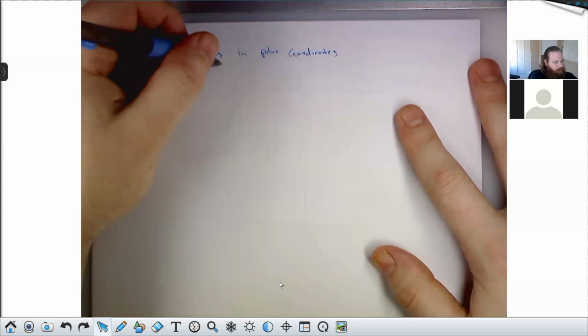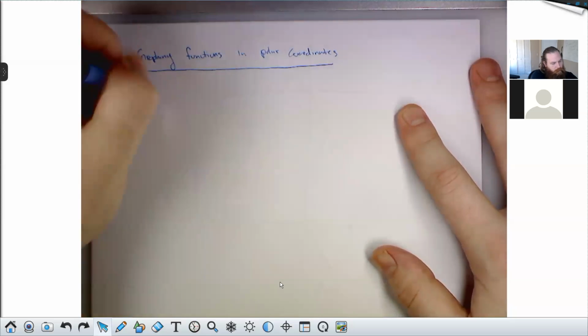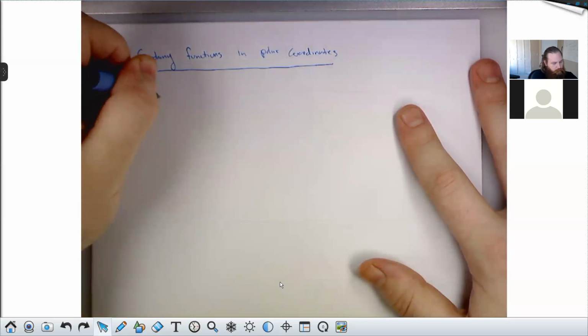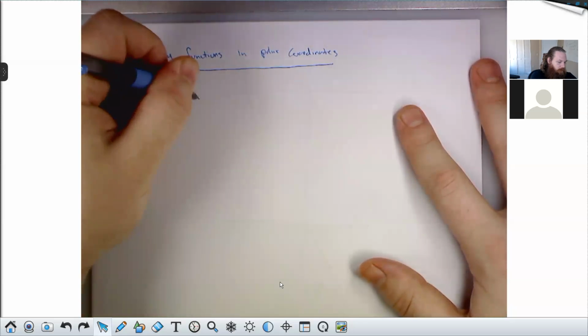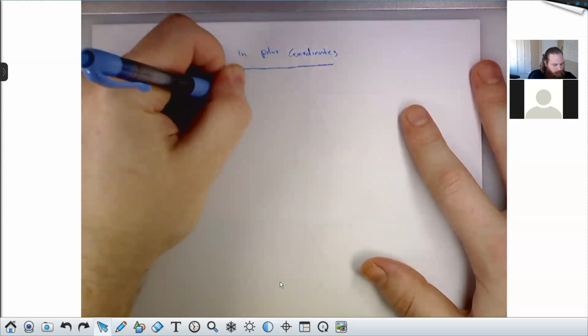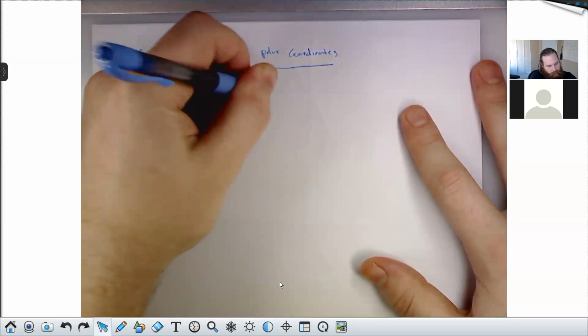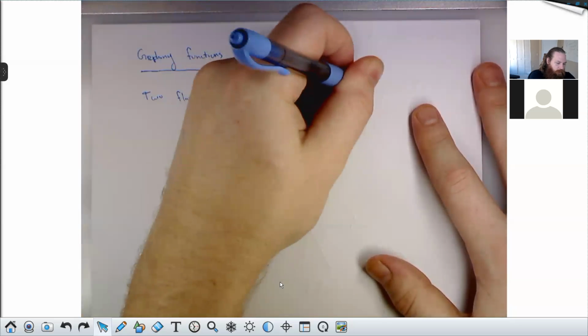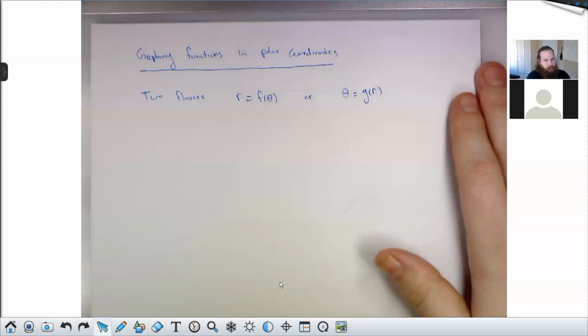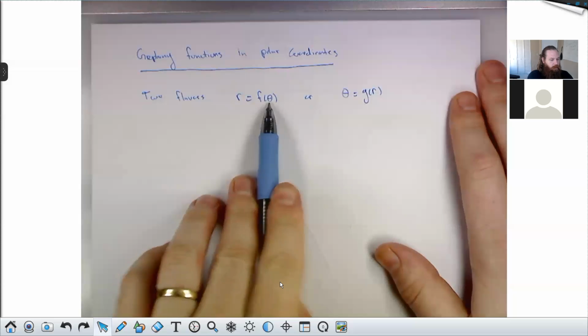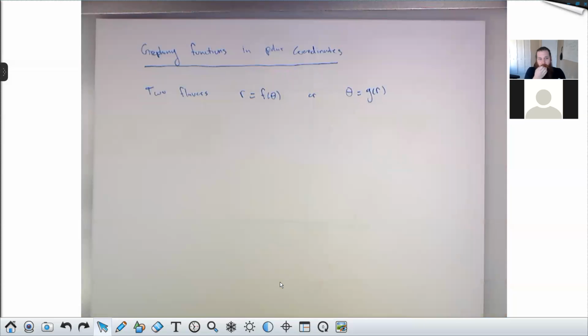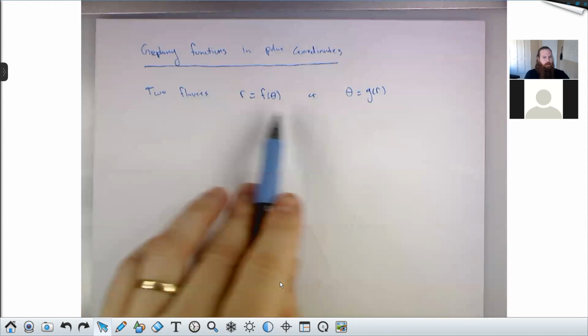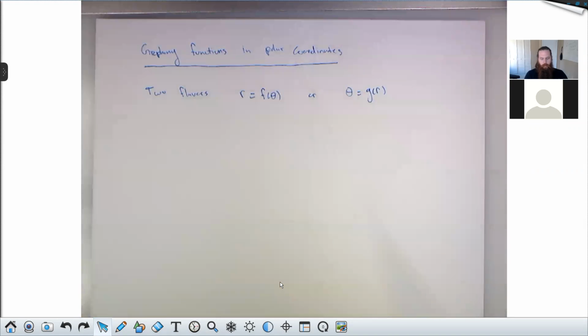these tend to come in 2 different flavors. You're either given something like r is equal to f of theta, or theta is equal to like g of r, right? Either r is a function of theta or theta is a function of r, just like how you normally graph things in Cartesian system. Usually either y is a function of x or x is a function of y. The more common situation is this one, but we'll see both.